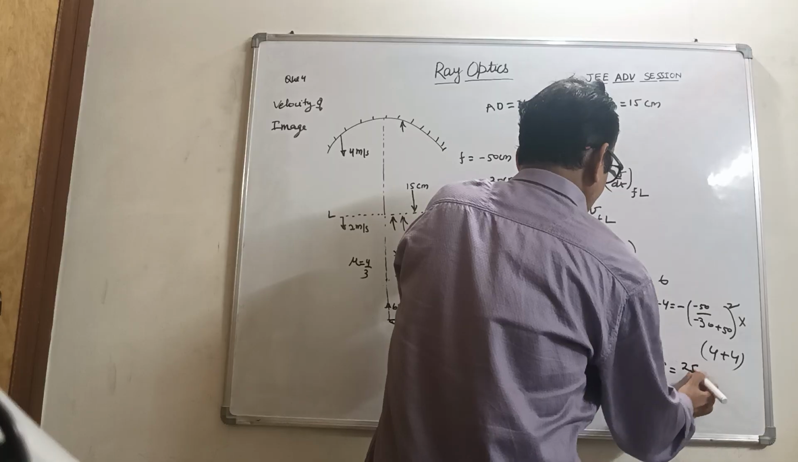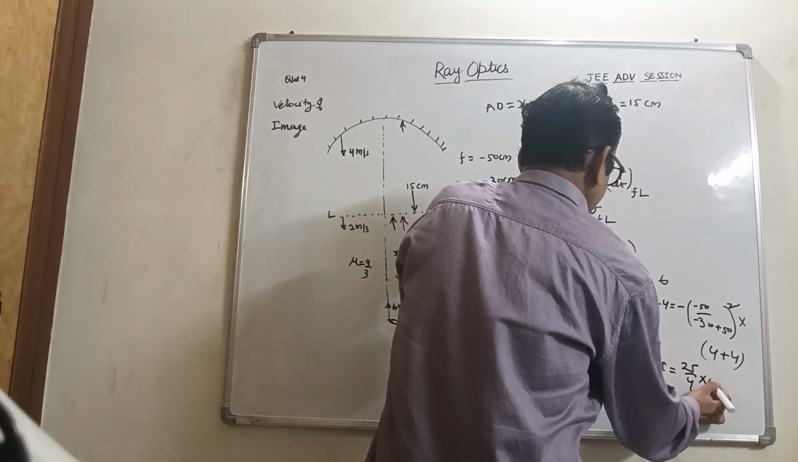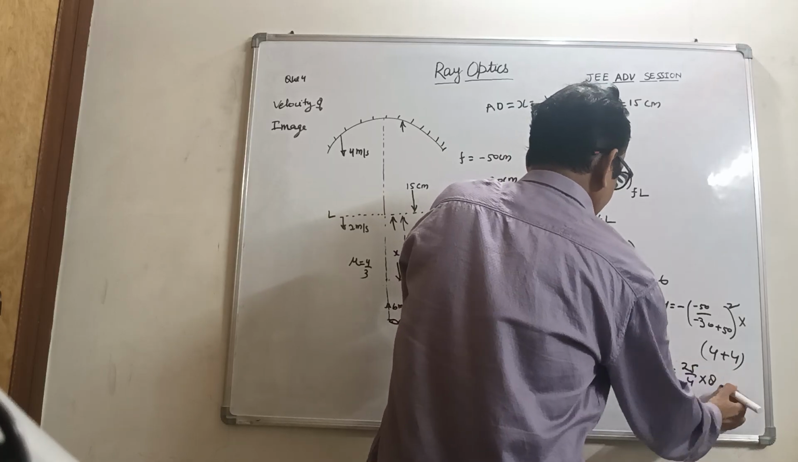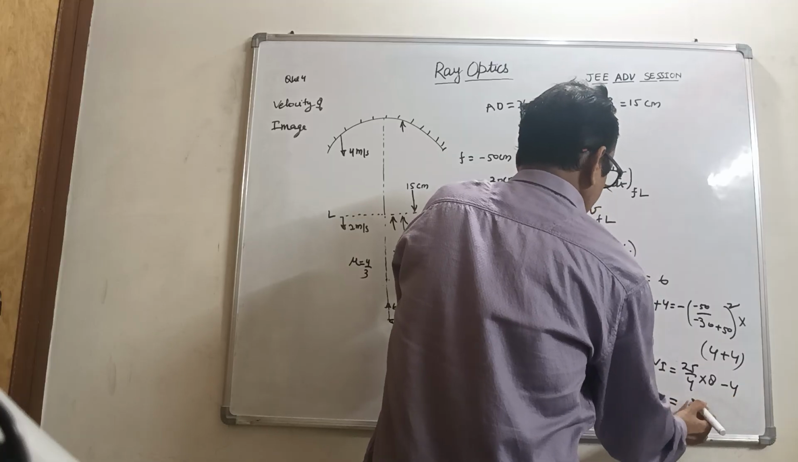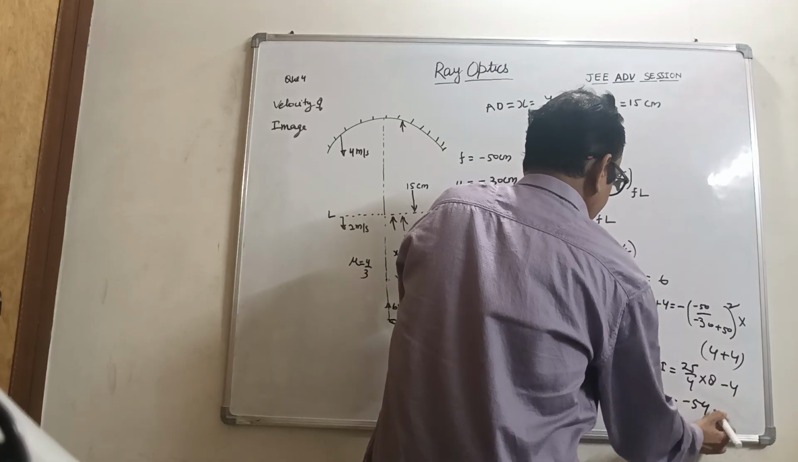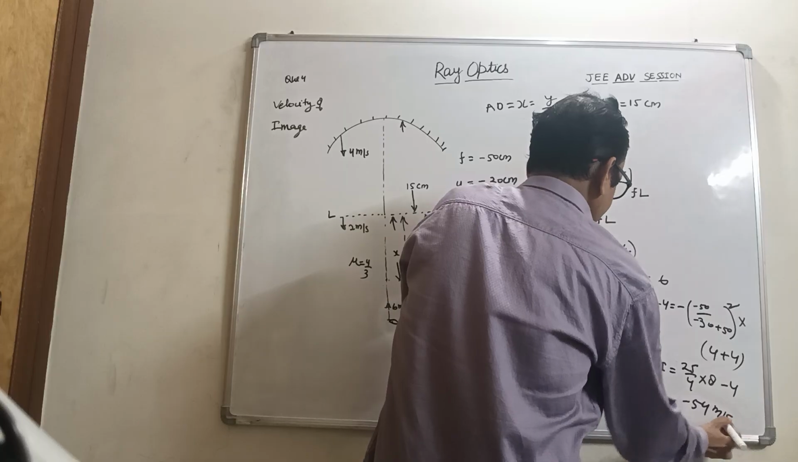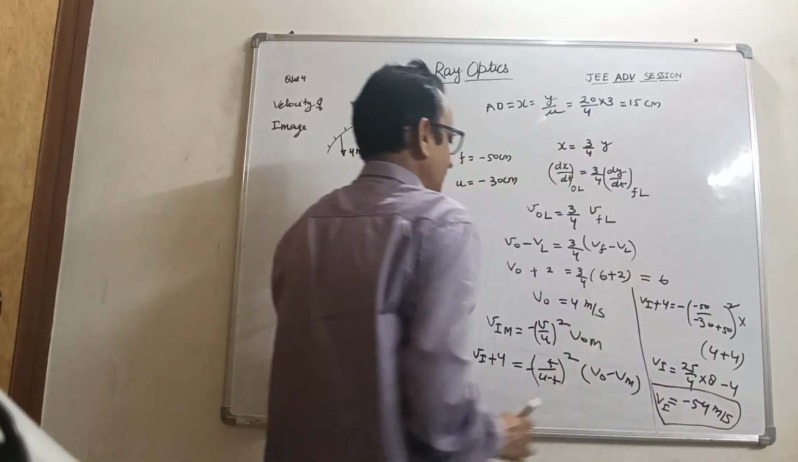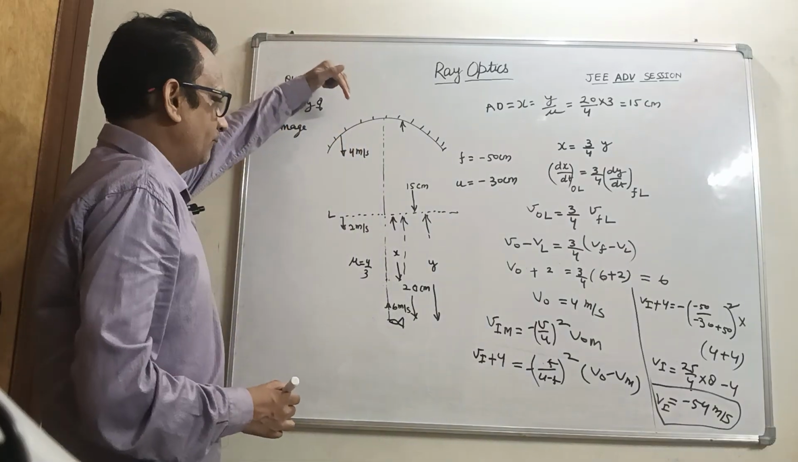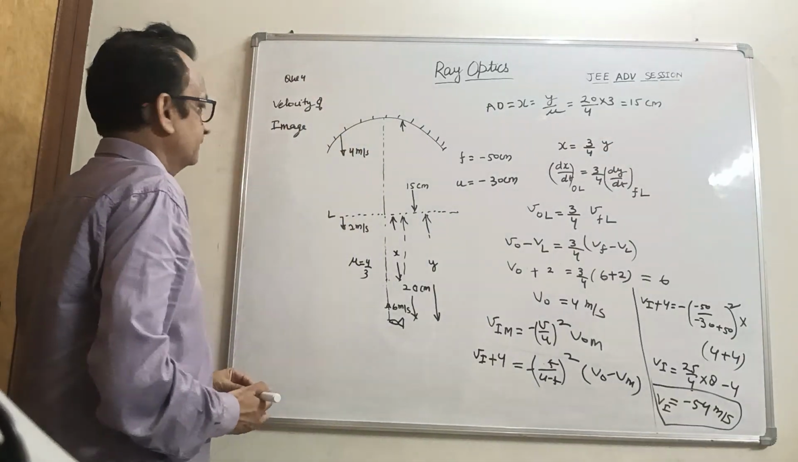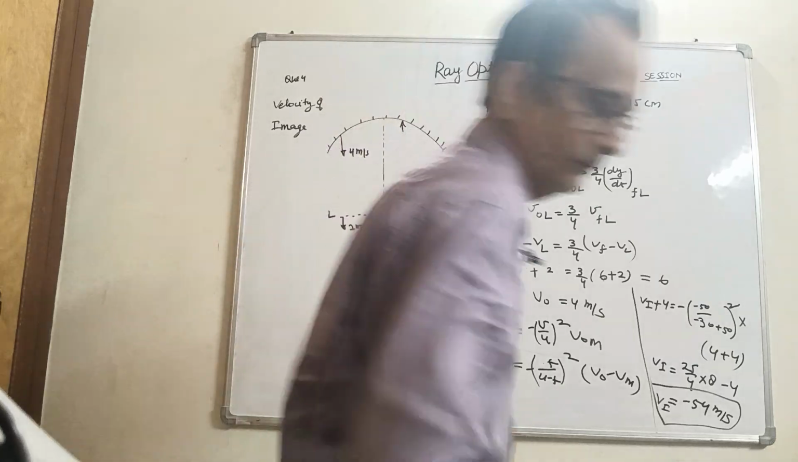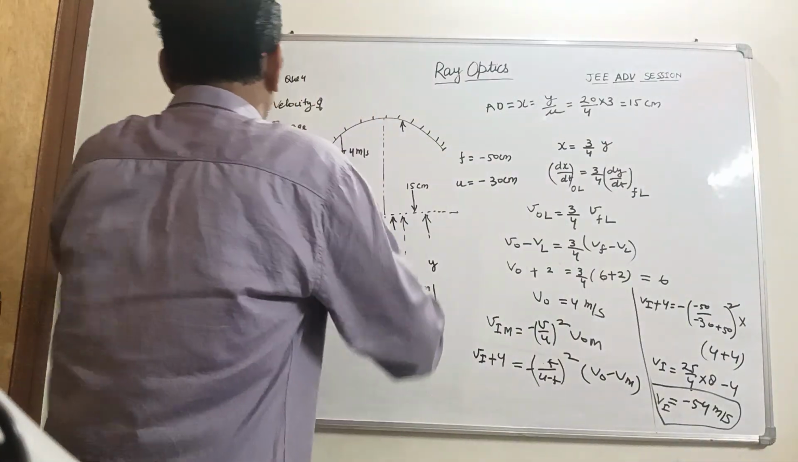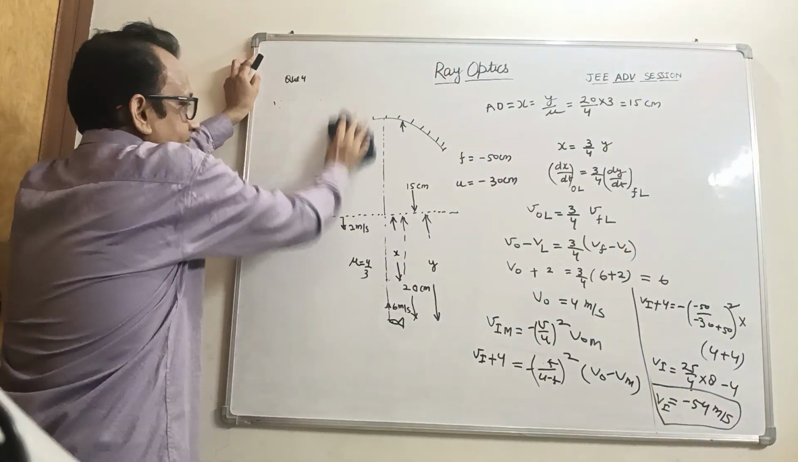So 25 by 4 into 8, this becomes minus 4. So on solving, this becomes minus 54 meter per second. This is the velocity of the image, minus 54 meter per second. The velocity of the image would be in the downward direction. So we take another problem, one more problem to discuss here.